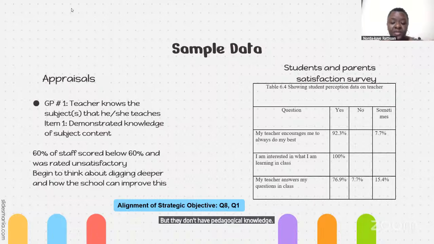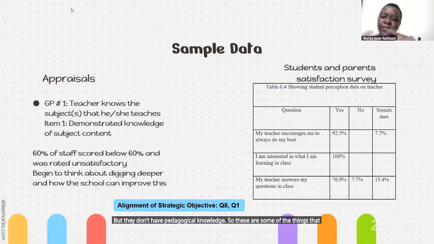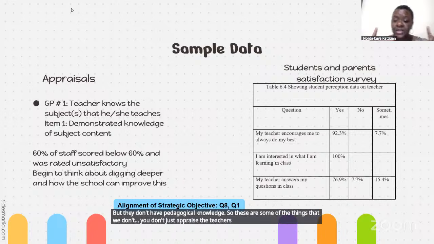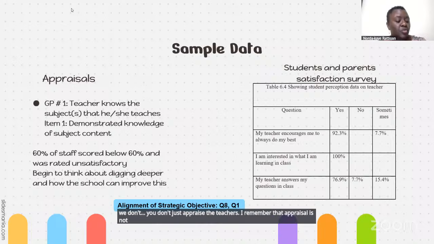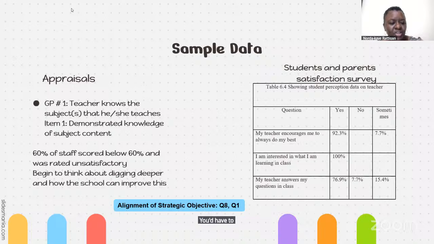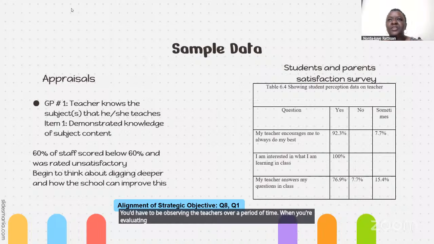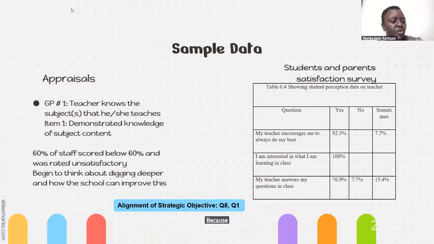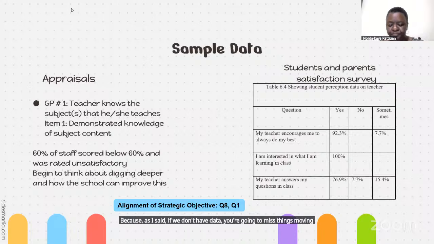So these are some of the things that you see when you don't just appraise the teachers. Remember that appraisal is not a one shot. You have to be observing the teachers over a period of time. When you're evaluating teachers, you need to look at their lesson plans. The lesson plans can be beautifully written, but the execution is what matters, and that is why you need to observe them and record the data. Because as I said, if we don't have data, you're going to miss things moving forward.